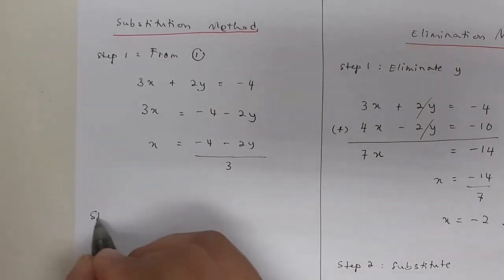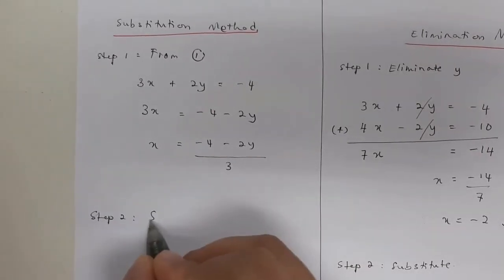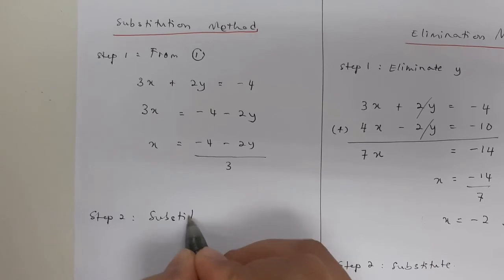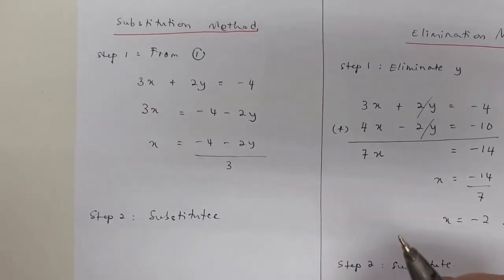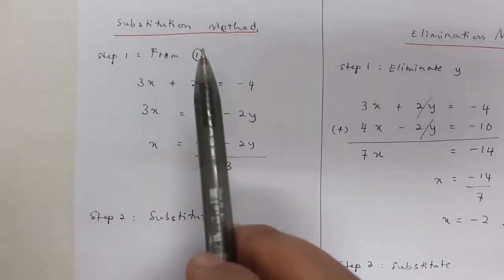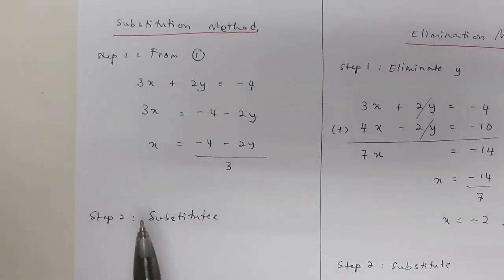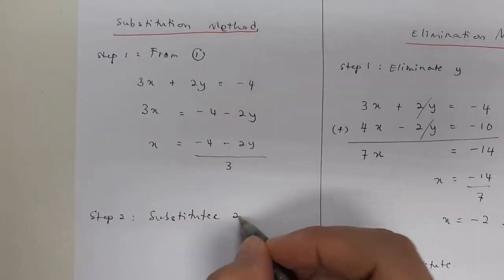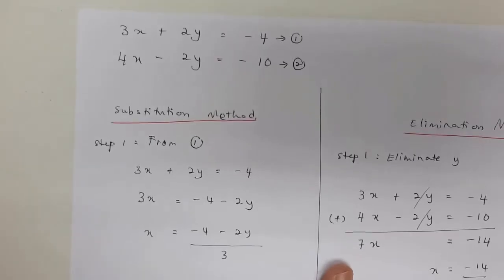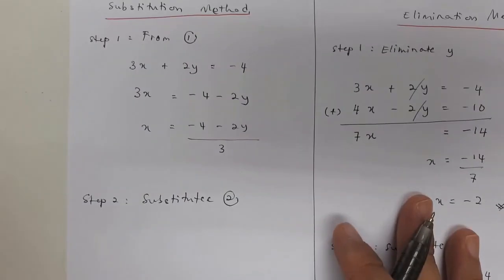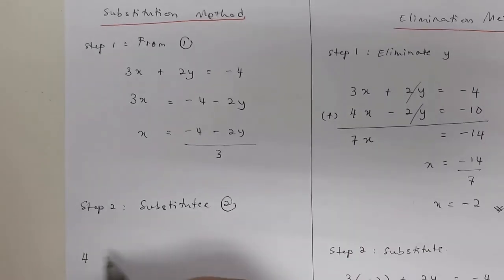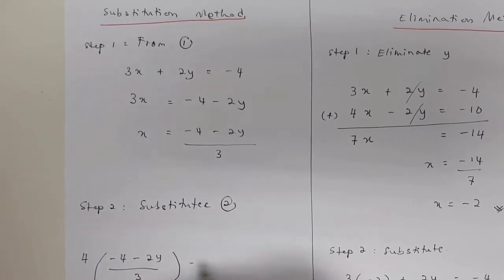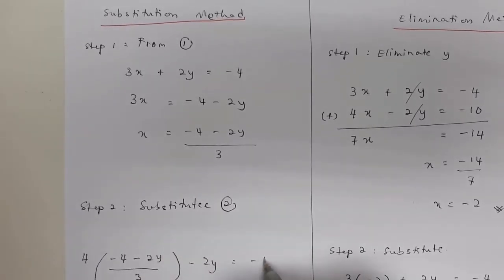Second step, we will substitute into the other equation. Step 1, we choose equation 1. So step 2, we must substitute into the second equation. So second equation, 4x minus 2y equal negative 10.